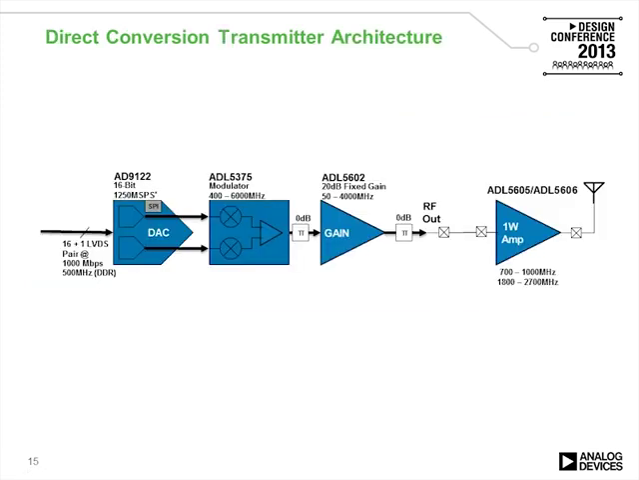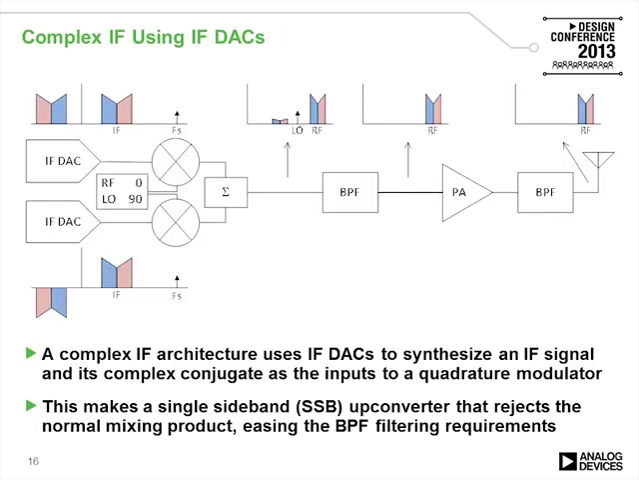Here we look at our direct conversion transmitter architecture, which includes our DAC, our modulator, our gain blocks, and potentially our power amp, and try to figure out where these IQ mismatches or phase and offset errors actually come from. And as a quick review, we looked at these complex IF architectures using IF DACs to synthesize an intermediary frequency signal and its conjugate as the inputs to the modulator. This makes a single sideband upconverter that rejects most normal mixing products, easing the baseband filtering requirements.